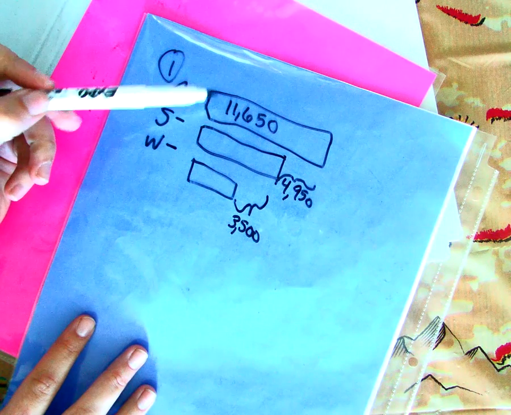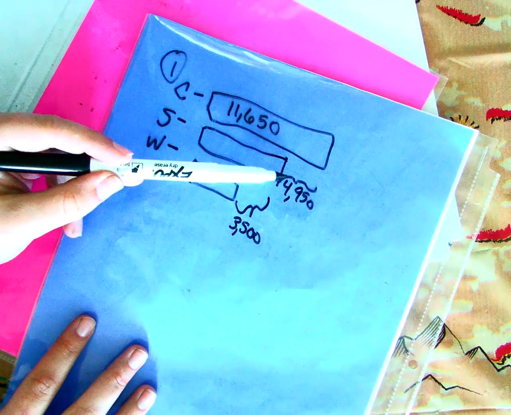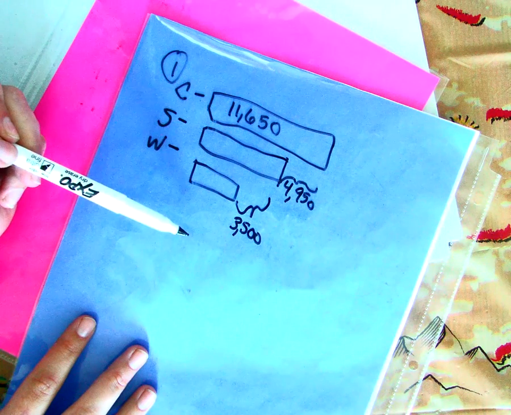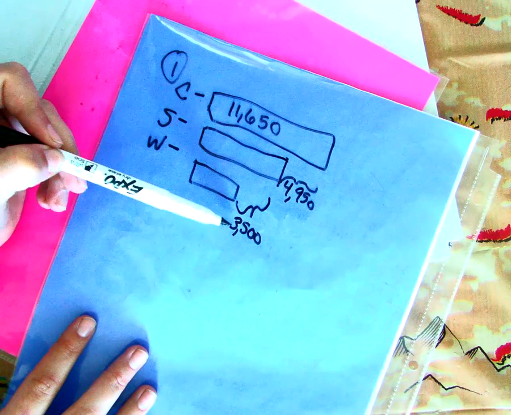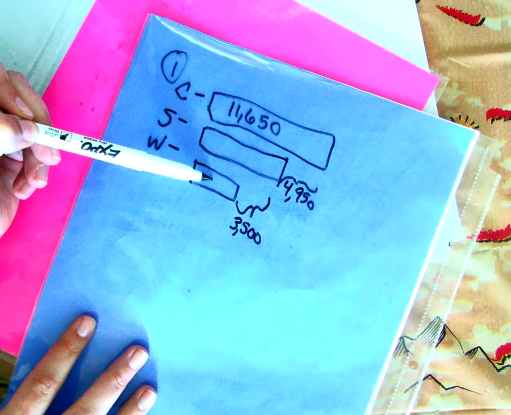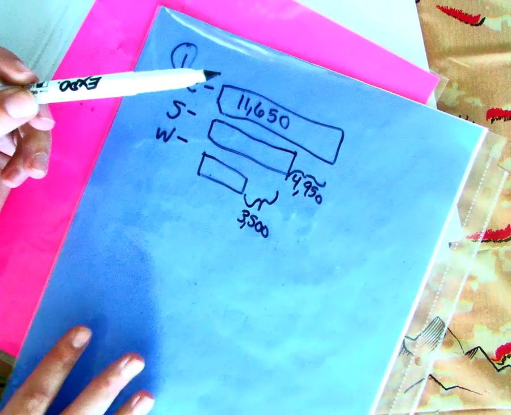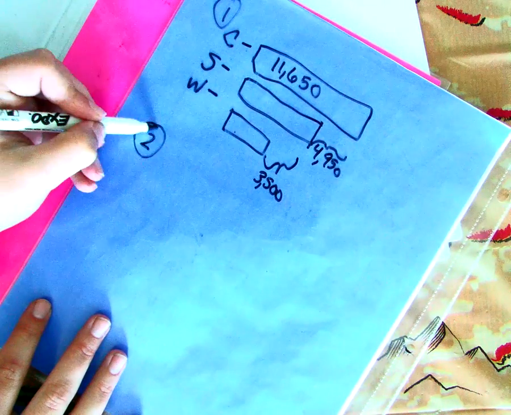What you're going to have to do to solve, you're going to have to subtract 4,950 from 11,650. Whatever this number is, take 3,500 away to find out your wool, and add the cotton, the silk, and the wool together. That's problem 1.